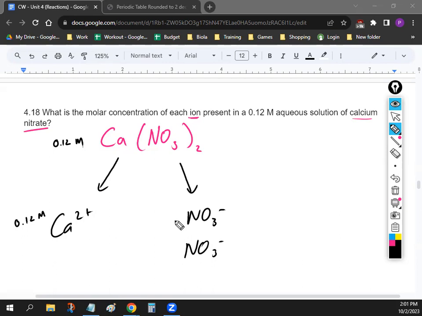So nitrate, though, since you get 2, what's the molar concentration of nitrate? 0.24, because you get 2. We'll go over that when we meet again. I'll see you guys.